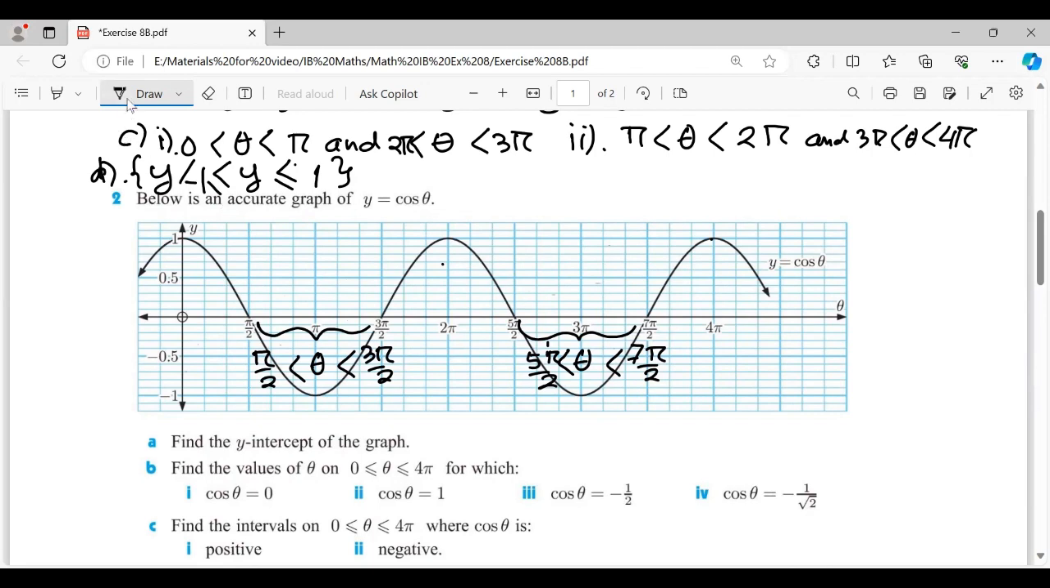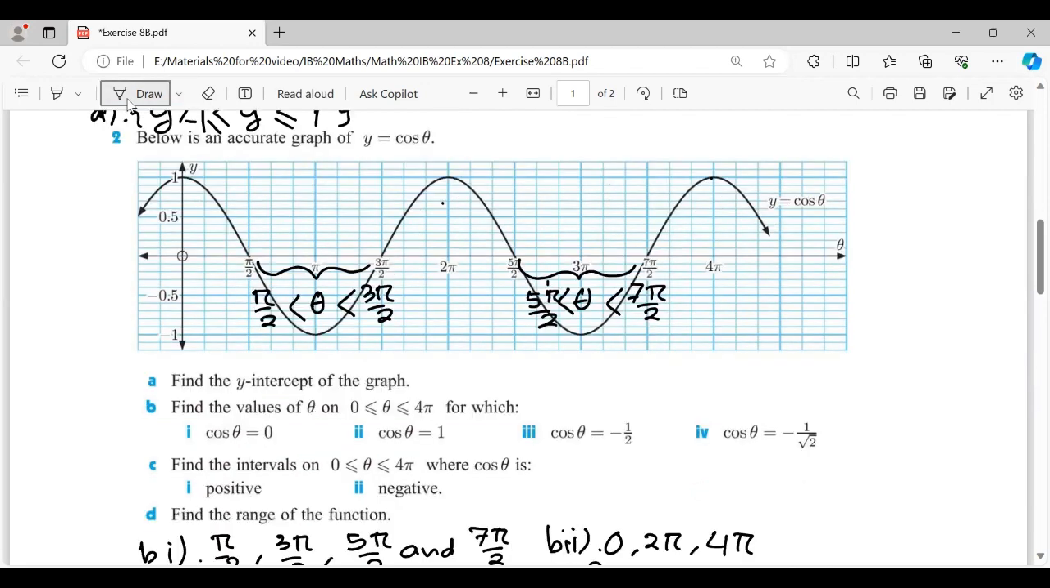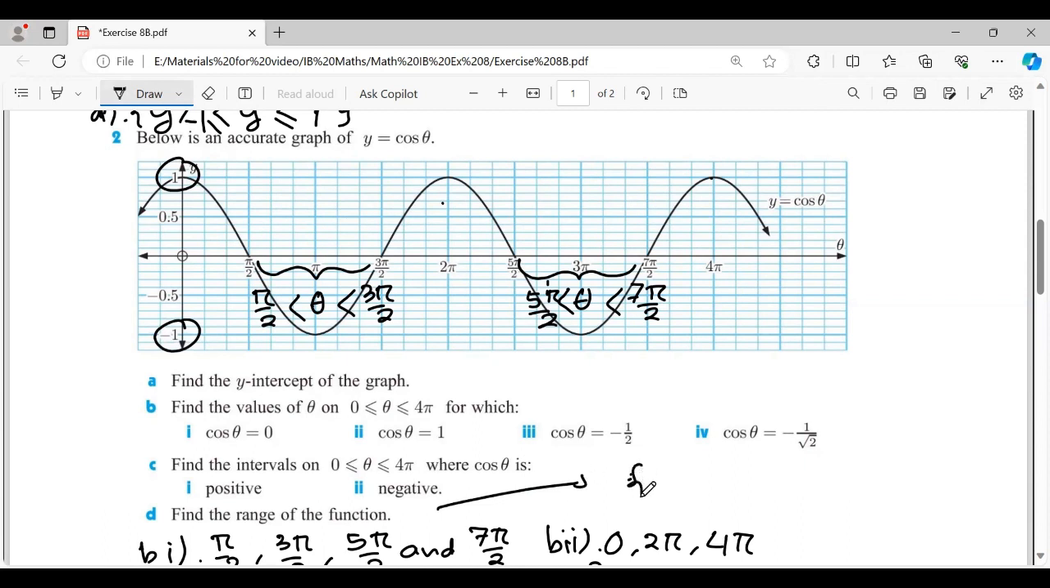Next question. Find the range of the function. The range of this function: the maximum is 1 and the minimum is negative 1. So the answer is y greater than or equal to negative 1, less than or equal to 1.